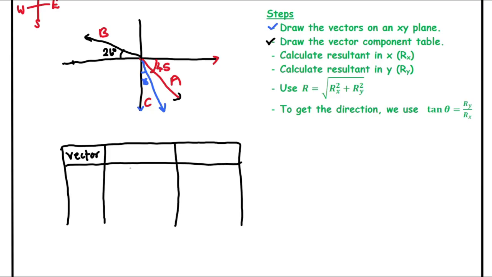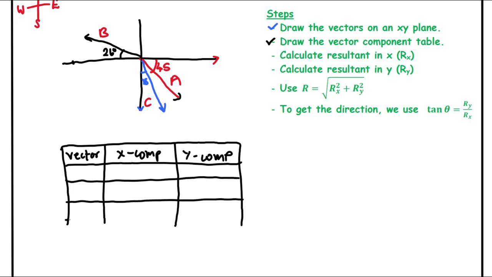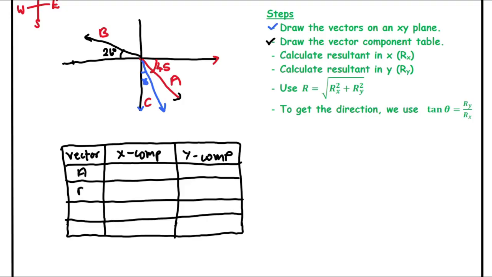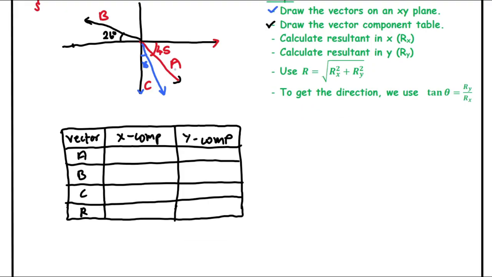Then these two columns: this one has the X component, this one the Y component. The first vector A, second vector B, third vector C, and the last column will be for the resultant. So A, B, C, and finally the resultant. We get here and we see what's the angle that we're supposed to use as theta. Remember, we measure the angles from the positive x-axis.